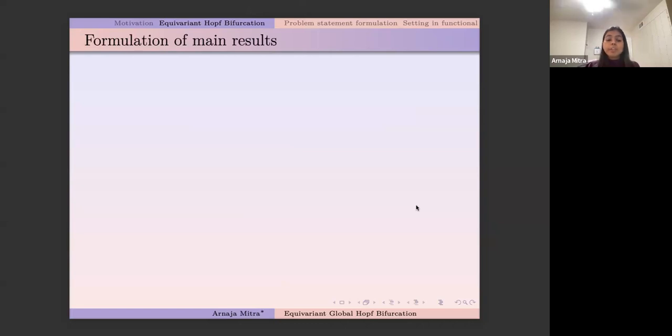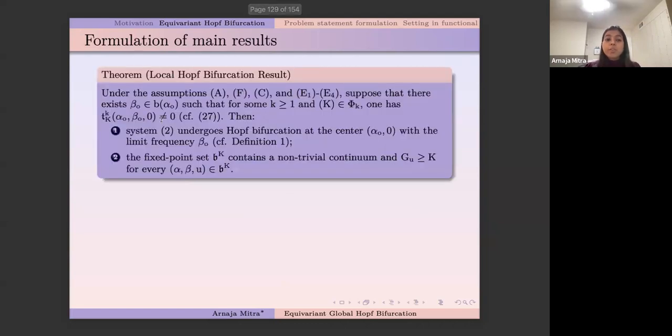Next is our main result focus. The local result says that if T_K(G), the number we defined, that is the linear combination of the characteristic function with the crossing number, is non-zero, then I can say that my original system will undergo a Hopf bifurcation. And moreover, the fixed point set, that is the branch, because Hopf bifurcation means there absolutely is a branch, that this fixed point set B_K will have a non-trivial continuum and moreover K will be a subgroup of G_U. This gives you the symmetries of the branch.